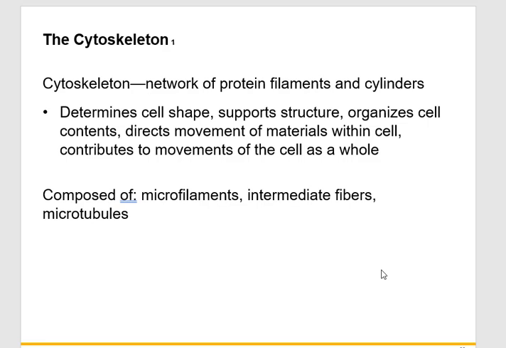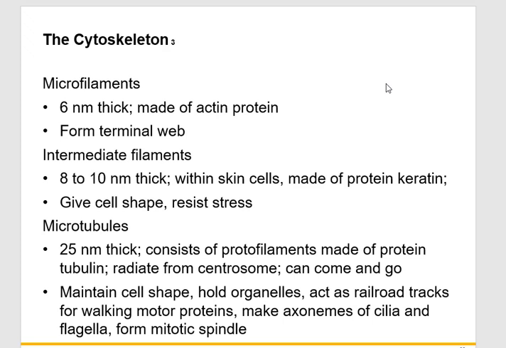Three types of proteins make up the cytoskeleton. You have microfilaments, intermediate filaments, and the microtubules. So you're going to have the really small proteins, intermediate size, and the microtubules are so big that they're actually hollow tubes. Here's a summary table of the three different things and what they do.